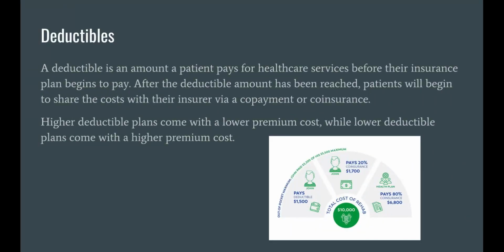A deductible is the amount a patient pays for healthcare services before their insurance plan begins to pay. After the deductible amount has been reached, patients will begin to share costs with their insurer via a co-payment or co-insurance. And higher deductible plans come with a lower premium cost, while lower deductible plans come with a higher premium cost.